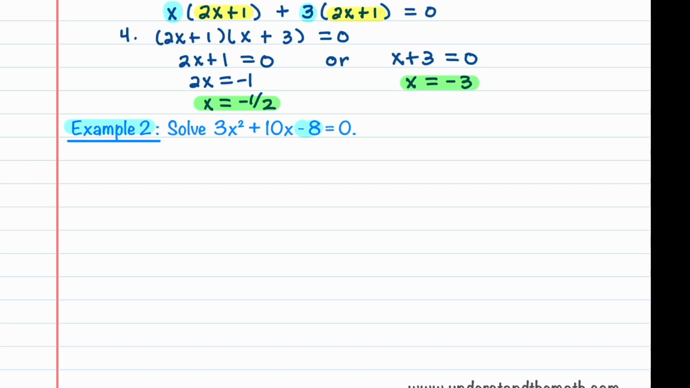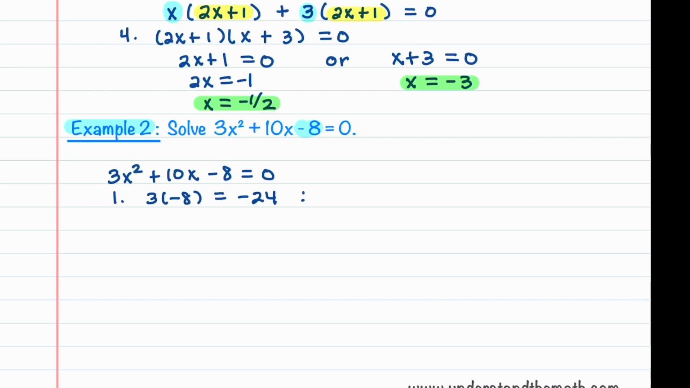Let's begin by writing down our equation. We have 3x squared plus 10x minus 8 is equal to 0. Our first step is we're going to find two numbers that multiply to get a times c. So our a is 3, our c is minus 8, and that's minus 24. Now we have to find two numbers that multiply to get minus 24.